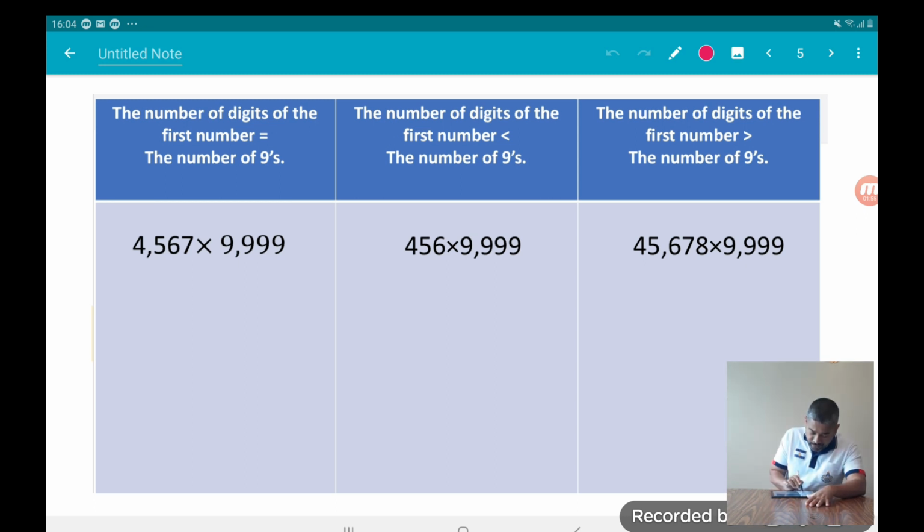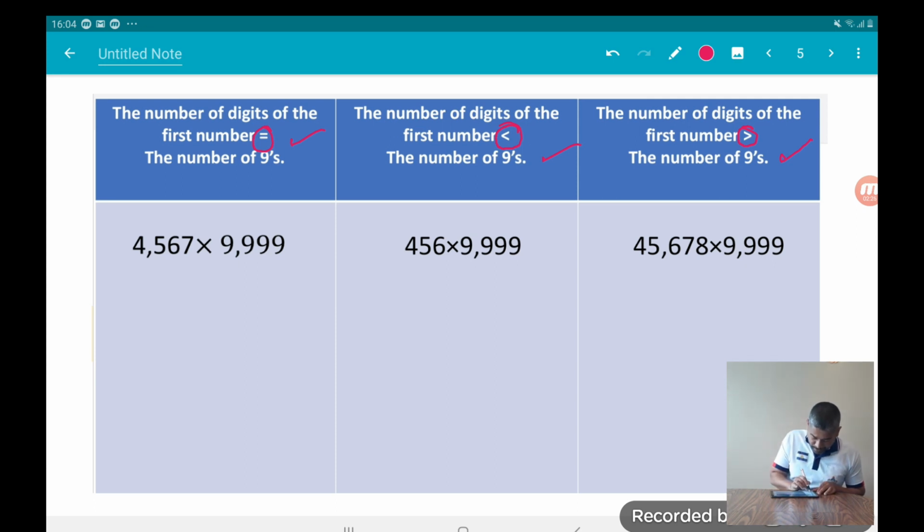The number of digits of the first number is equal to the number of nines. That's the first problem. And the second one, the number of digits of the first number is less than the number of nines. And the third problem, the number of digits of the first number is more than the number of nines. These are the 3 situations we will be dealing with. What does it mean? So let us look at the first one.